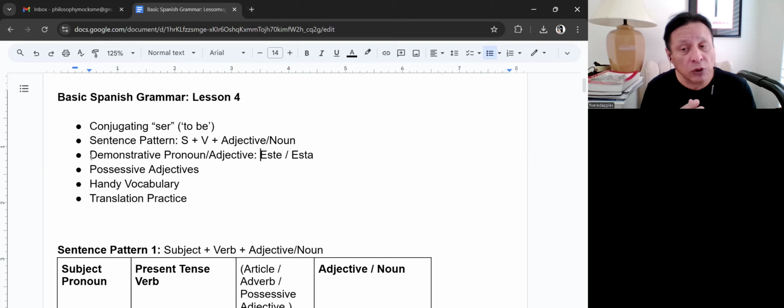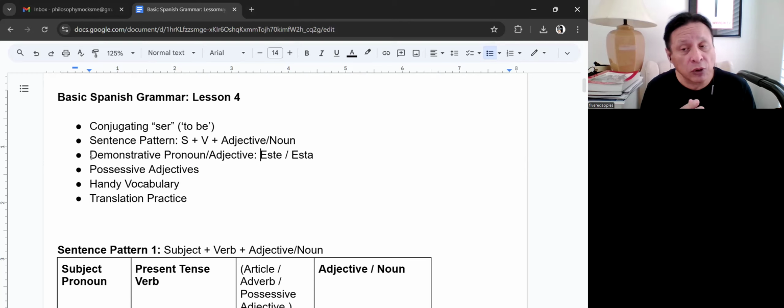Okay, here we go. I want you to notice one thing. This time, I did not put the subject pronoun in parentheses because when we use the ser verb, it's very common to state it, right? With other sentences, like if I say I speak Spanish, I would just say hablo español.